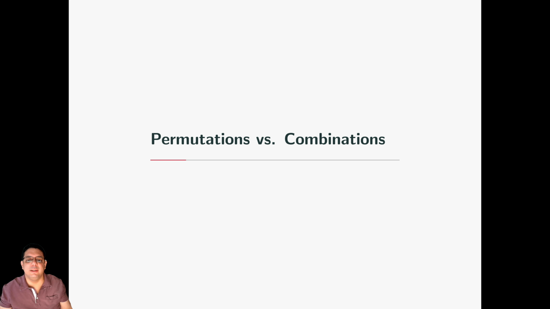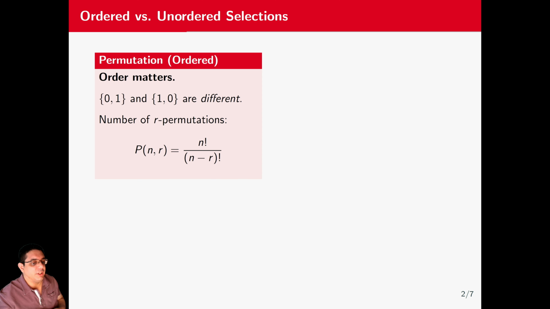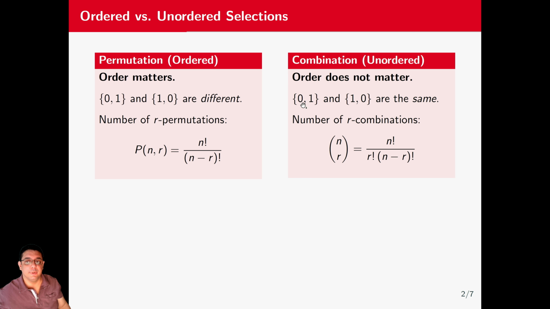Now, let's go back and think about permutations and compare them with combinations. If you remember, in permutations, the order matters. So if you had the set 0, 1 and the set 1, 0, those are considered different. The number of permutations is given by the formula n factorial over n minus r factorial when we're permuting r of n elements. In combinations, order doesn't matter. So 0, 1 and 1, 0 are essentially the same because they pick the same elements.